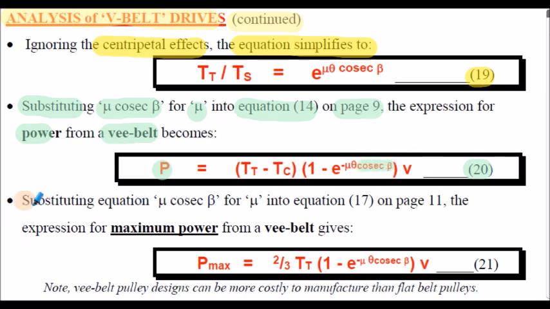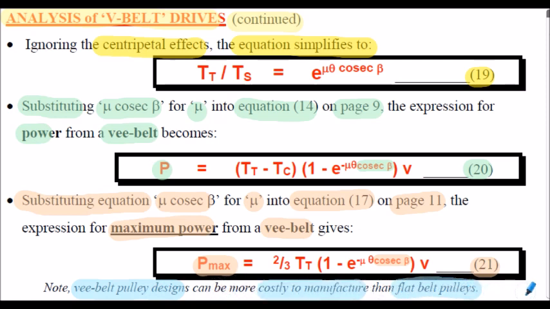And again, if we substitute mu cosec beta for mu in equation 17 of our previous presentation, which was for maximum power, then for a V-belt, the only difference in the equation for maximum power is again the cosec beta term here. So equation 21 is the maximum power that can be generated from a V-belt drive. Just note for general reference, V-belt pulley designs can be more costly to manufacture than flat belt drives, so they're only required when considered necessary, as they can add additional complication and cost of manufacture.